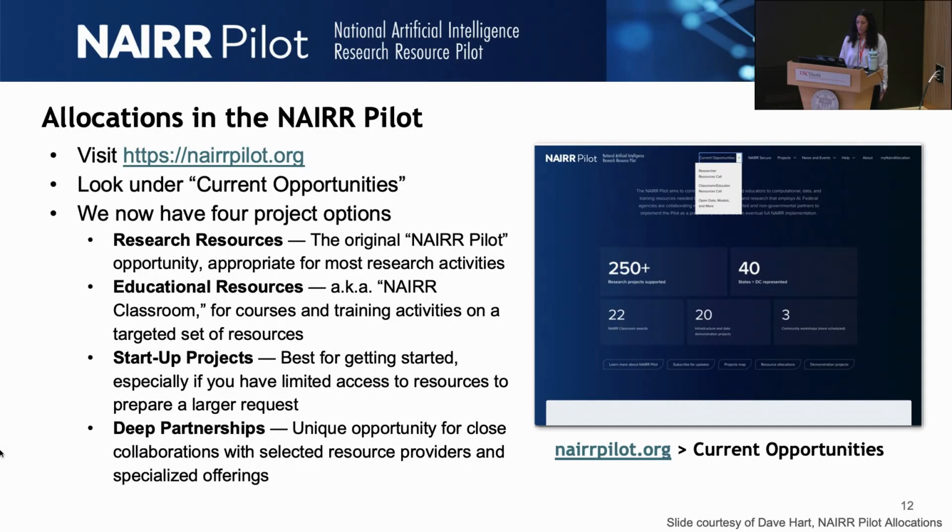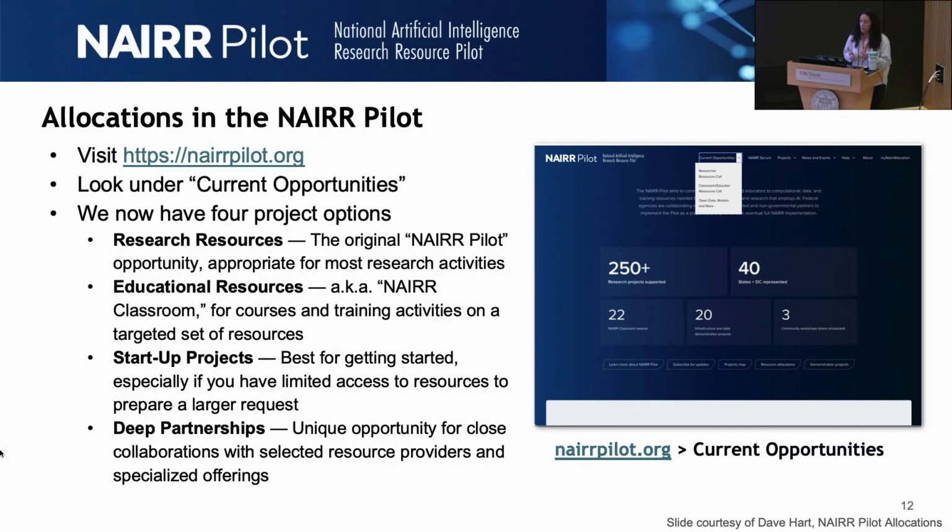So how do you get a resource? It's all called allocations. A lot of this terminology is very specific to the NAIRR ecosystem, or as Shelley said earlier, the good old days of XSEDE and TeraGrid. And an allocation is really what gives you time on these systems.